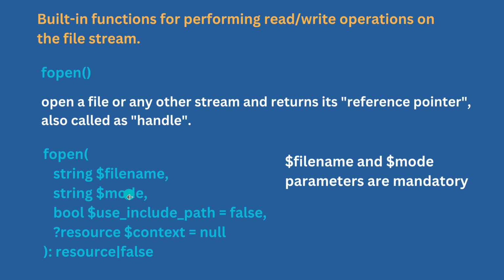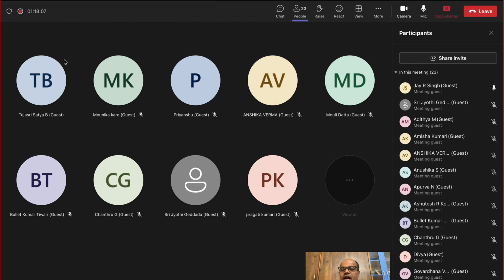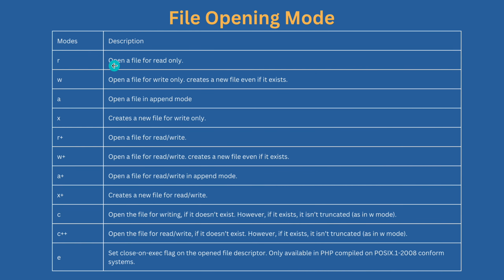Here you see a mode we have written. What is the meaning of mode? Either you will put R. If you are opening a file with mode R, it means read mode, read only. We are opening this file only for reading purposes. If I put W, what does it mean? For writing purposes. Open a file for write only. It creates a new file if it doesn't exist; if the file already exists, it will overwrite the previous file, right?